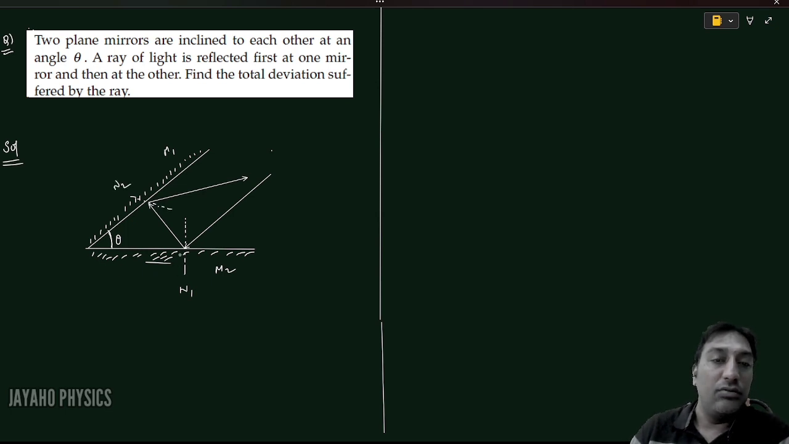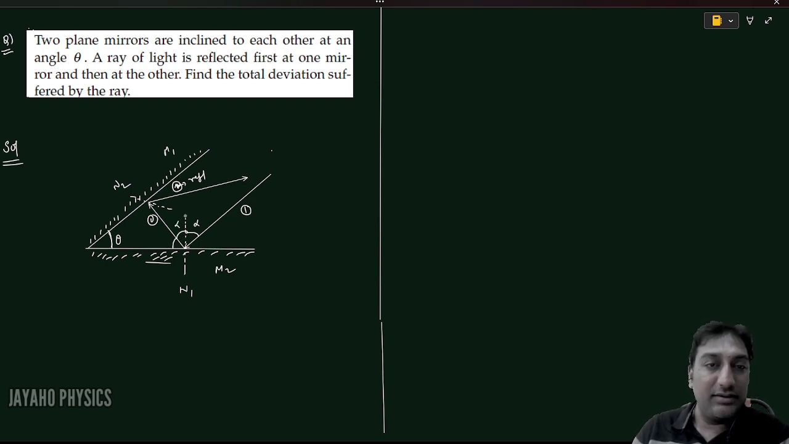N2. So let me imagine this is the first time when it is incident, and the second time when it is again reflected. Sorry, here it is the second one, and here is the final reflected ray. So here I am taking the angle between the incident ray and the normal. This angle is alpha. So automatically this angle will also be equal to alpha.